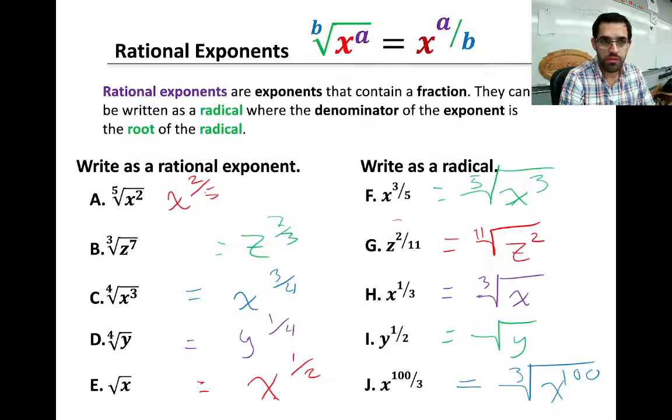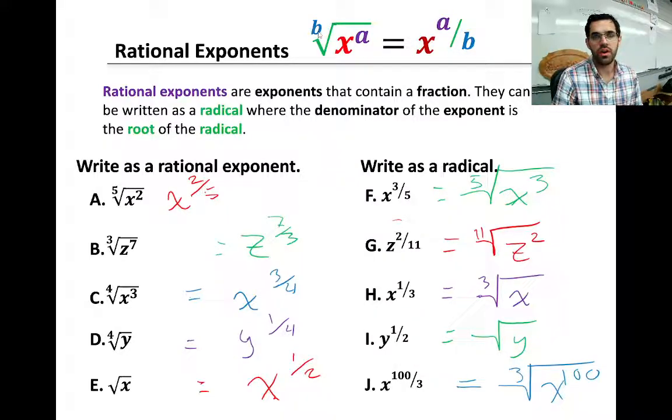If you have a rational exponent, that just means you have an exponent that's written as a fraction. So we're putting fractions in exponents. A rational exponent is another way to write a radical. They mean the same thing. And here's our format.